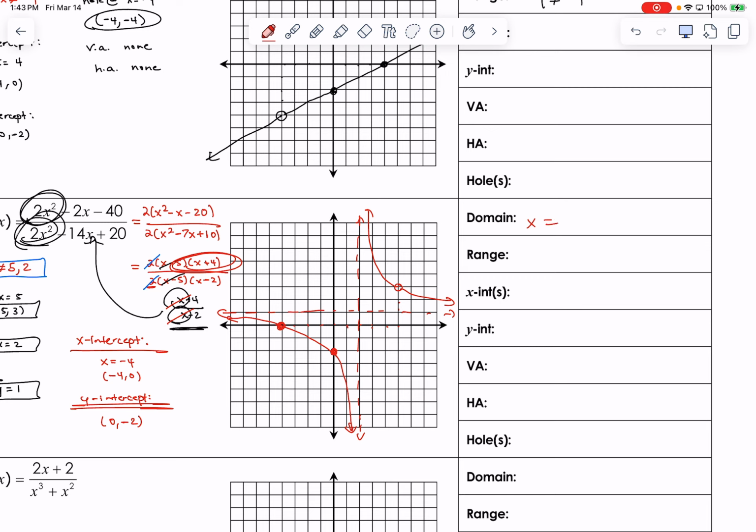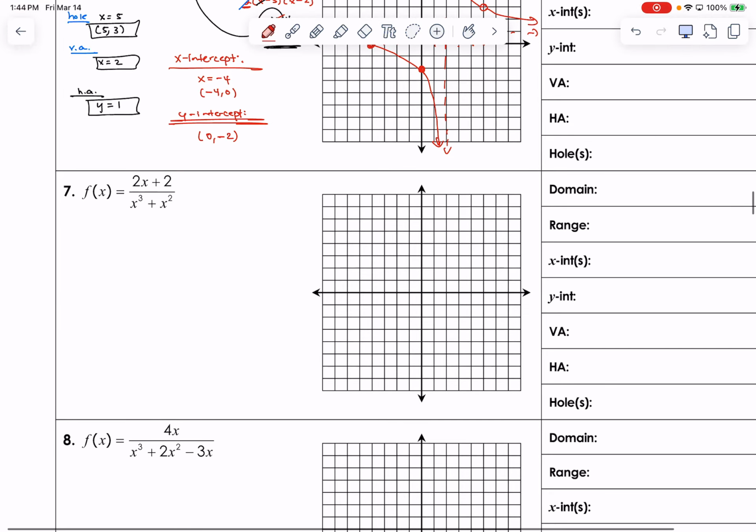So x cannot equal 2, and then y cannot equal 1. Do I have to put anything else, or is that good? That's good. Oh, wait. Y cannot equal 1 and 3. And 2 and 5. Thank you. Good call. All right. I won't mess up the rest of the time.